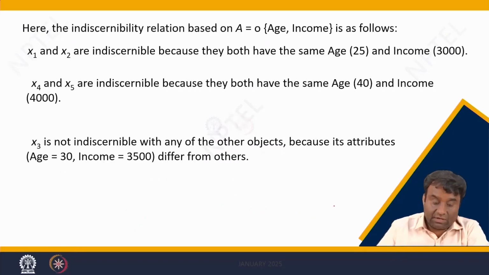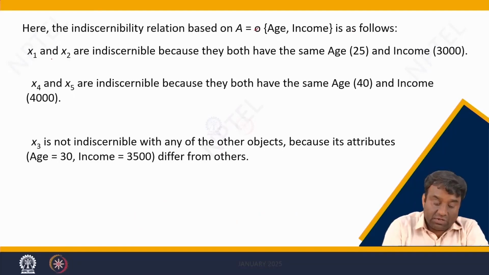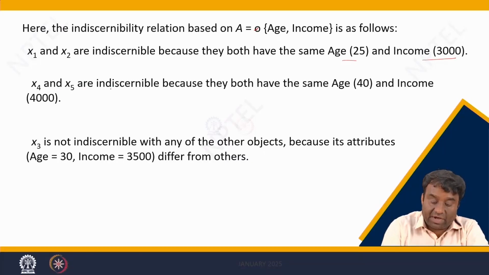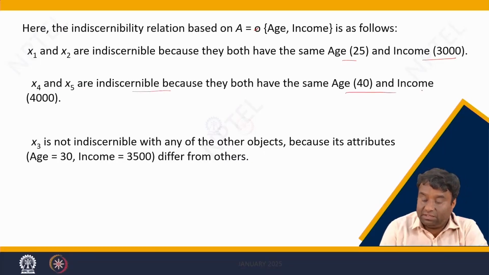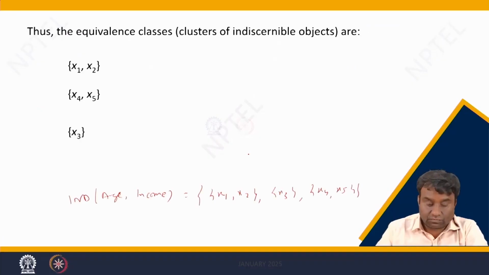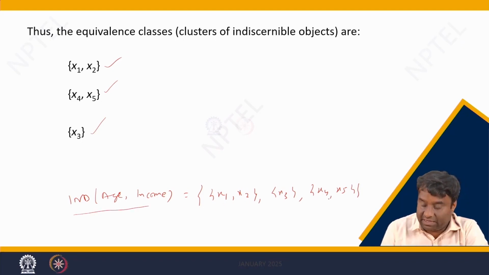So here the indiscernibility relation based on age and income is as follows. X1 and X2 are indiscernible because they both have the same age, 25, and income, 3000. X4 and X5 are indiscernible because they both have the same age and income, that is 4000. X3 is not indiscernible with any other object because its attributes differ from the others. So this is the first equivalence class, second equivalence class, third equivalence class. So the indiscernibility of age and income can be written like this: {x1, x2}, {x3}, and {x4, x5}.